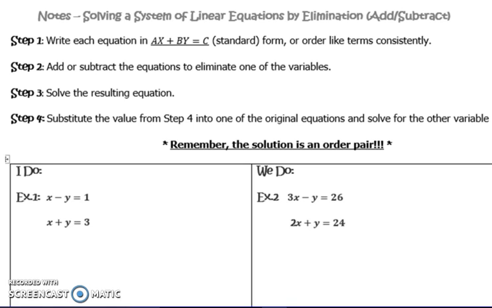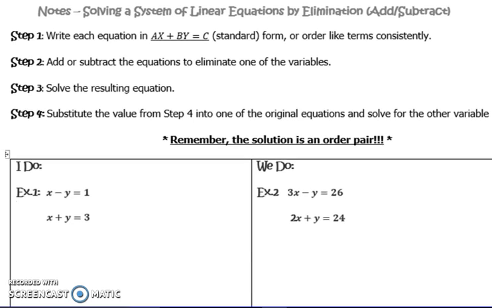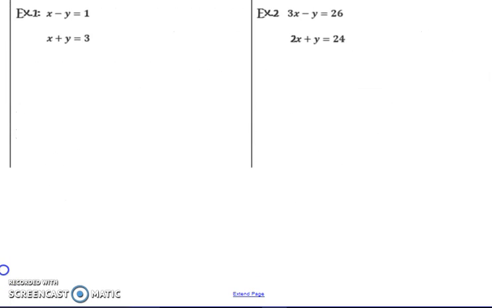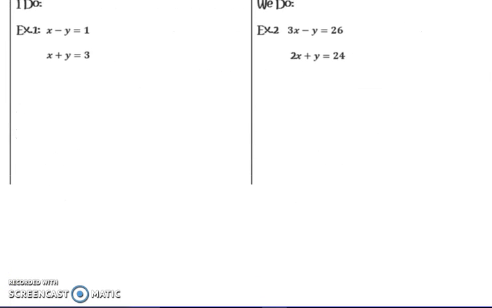In order to do elimination, step 1, we need to make sure each equation is in standard form: ax plus by equals c. Step 2 is we're going to add or subtract the equations to eliminate one of the variables. Then we're going to solve it and we're going to substitute it back in. Now, here's where we need to make sure it makes sense.